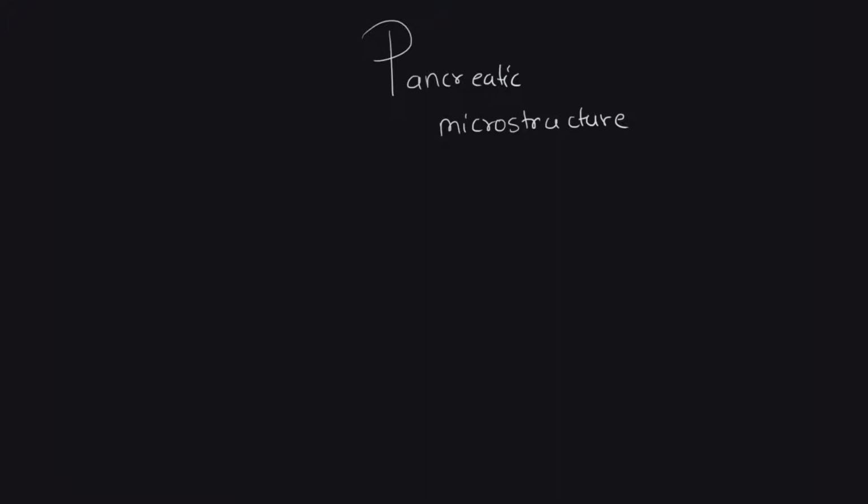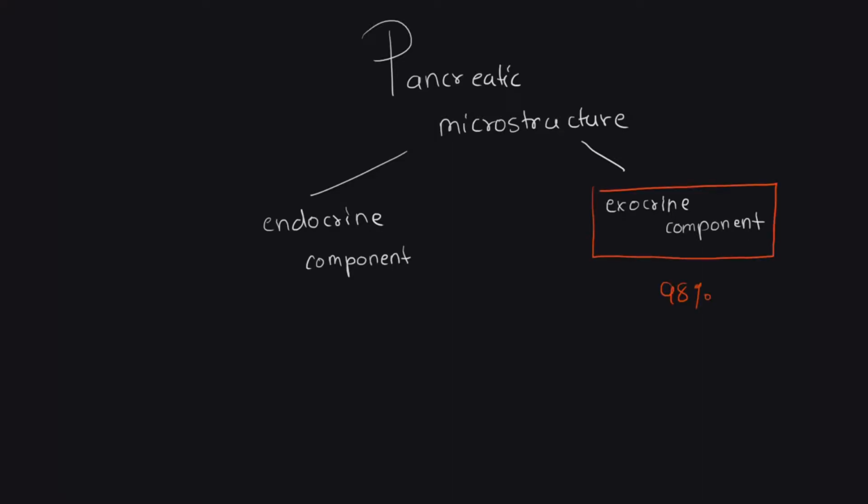Let us take a look at the pancreatic microstructure. The pancreatic microstructure has an endocrine component and an exocrine component. But most of the pancreatic microstructure is exocrine in nature. About 98% of the entire microstructure is composed only of the exocrine component.